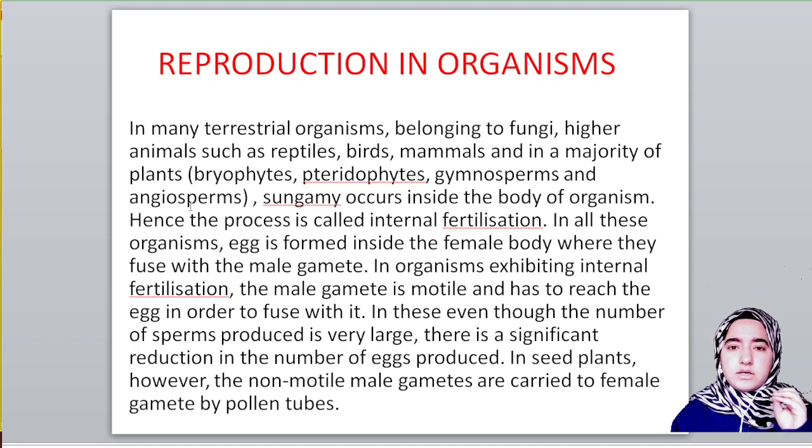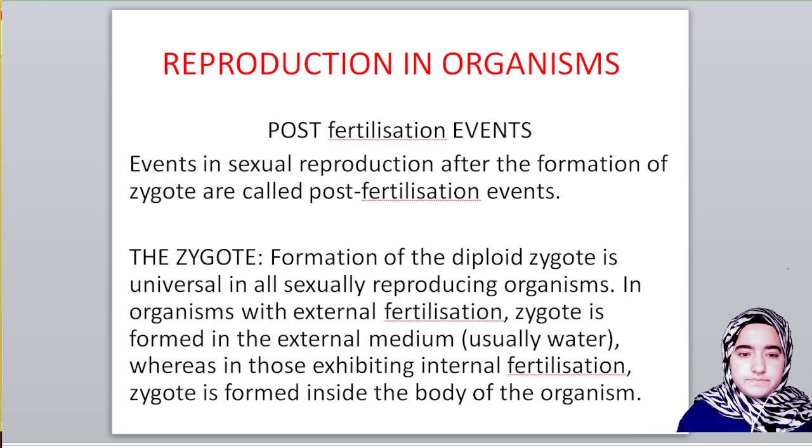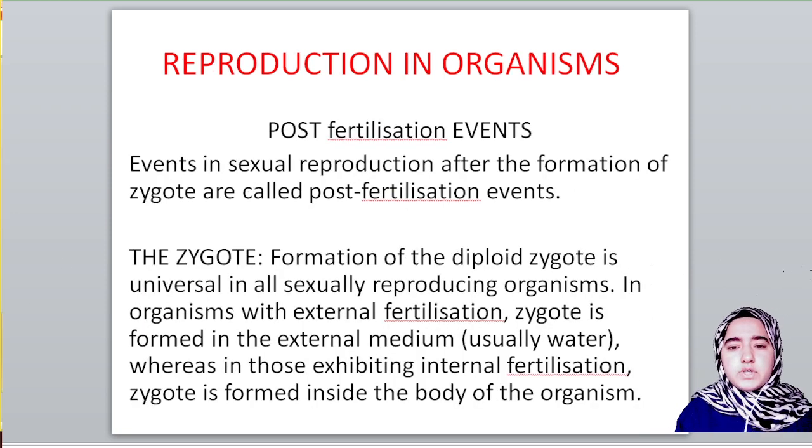As I already mentioned, in seed plants pollination will occur, and through pollination the anther forms pollen grains. Inside the pollen grains we have the male gamete. Through pollinating agents, those pollen grains get transferred to the stigma of the reproductive structure, and the pollen tube carries those male gametes to the ovule or the egg. Now we are clear with fertilization.